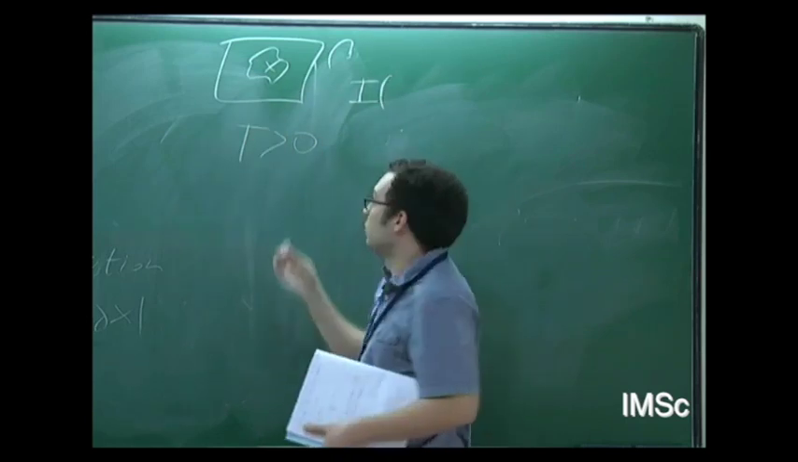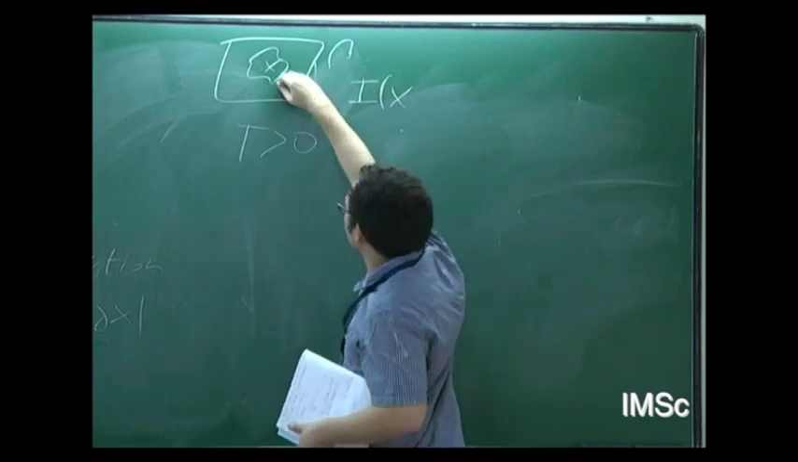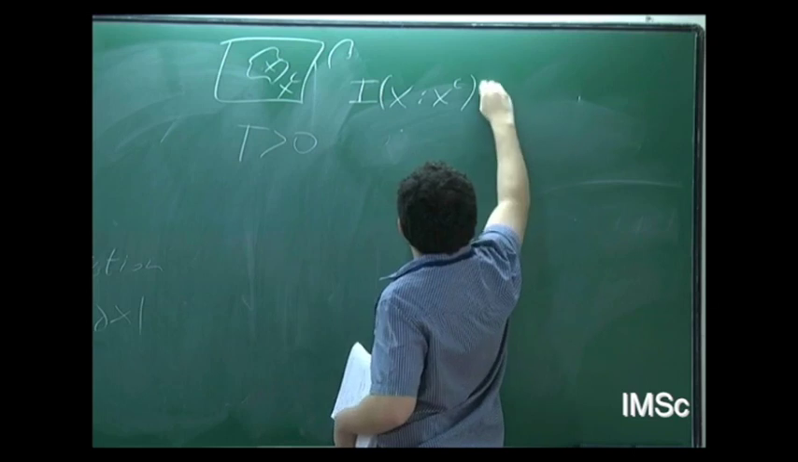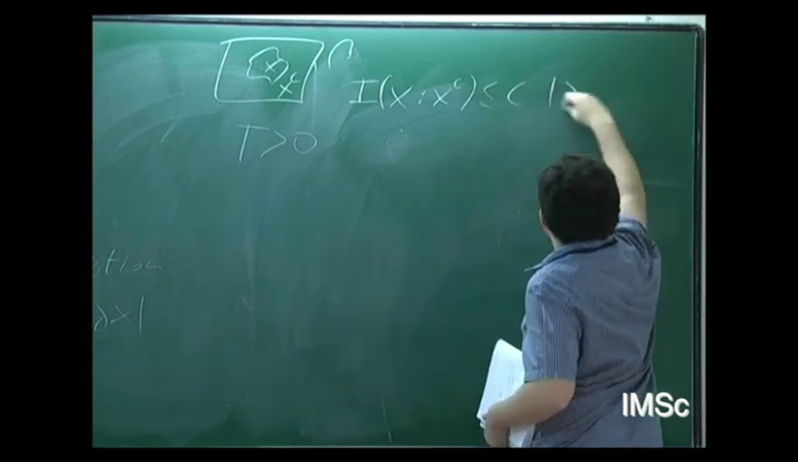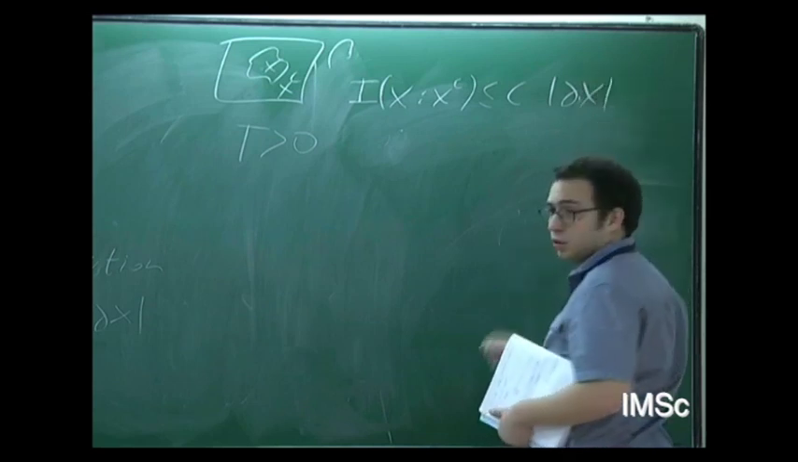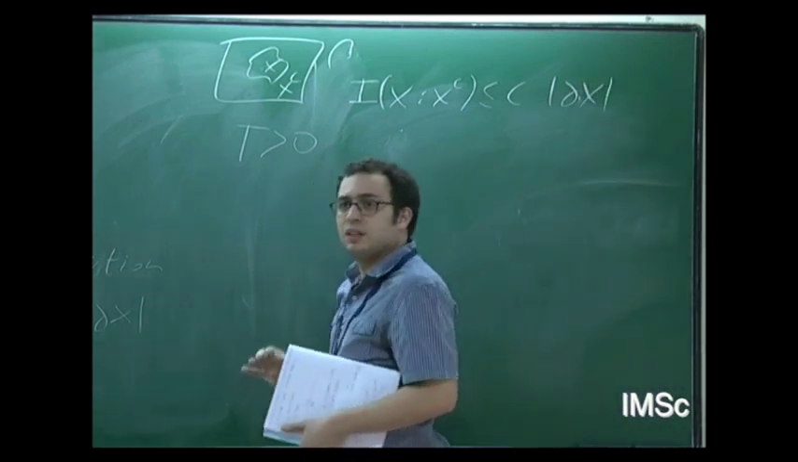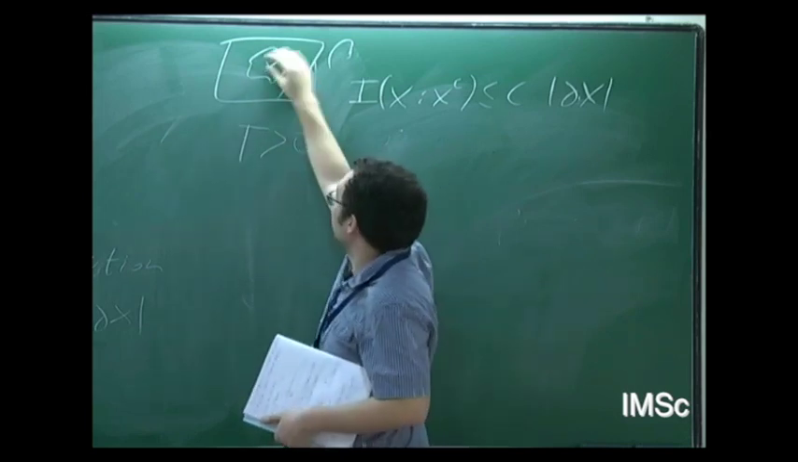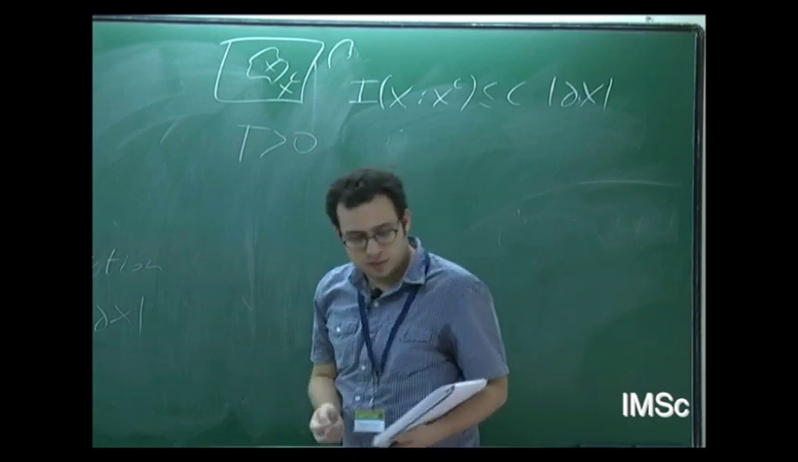Because the state is mixed now. So we want to look at the correlations between these regions. So the mutual information between X and X complement should be smaller than a constant times the perimeter of the region X. Okay? Exactly the same thing as for the pure state case, but now we cannot use entropy of X, we have to use mutual information between X and X complement. So this is a measure of all kinds of correlations, classical and quantum.